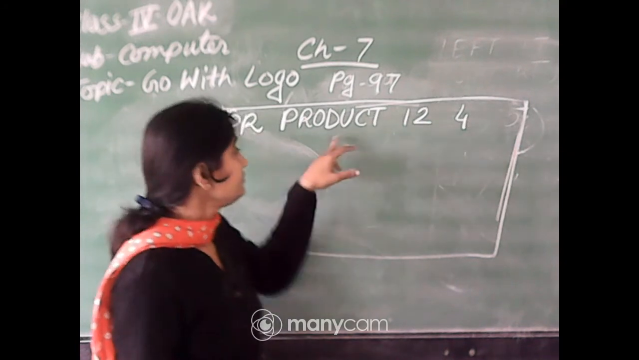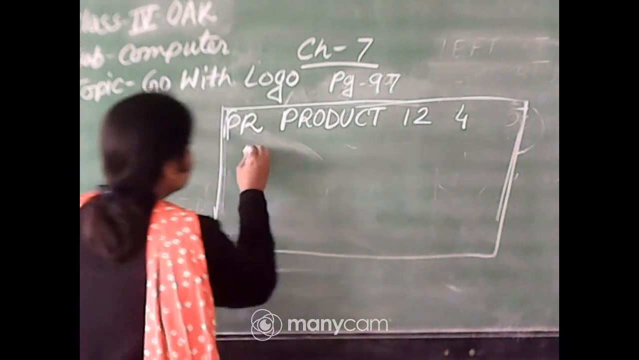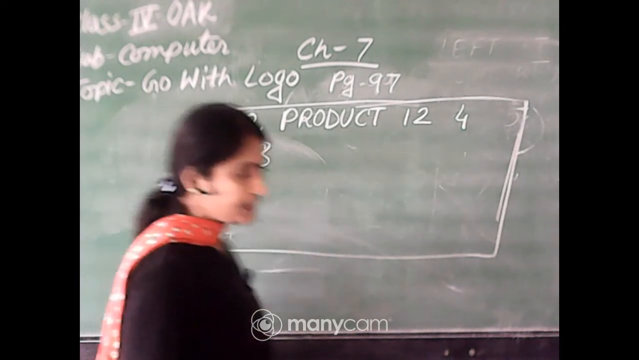Okay. 12 4 ja 48. Output you can see 48.